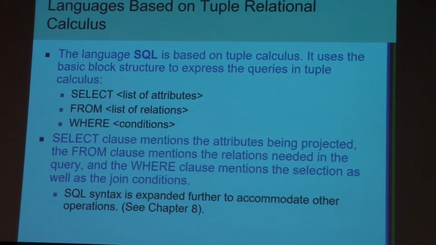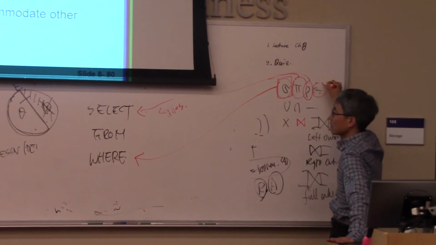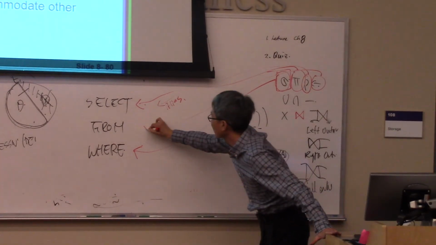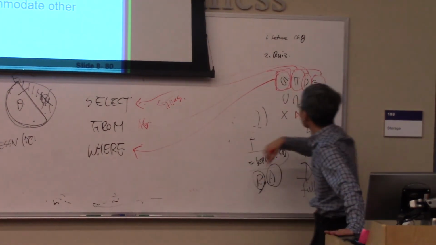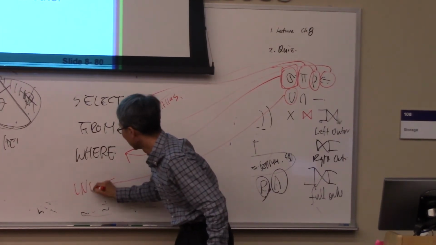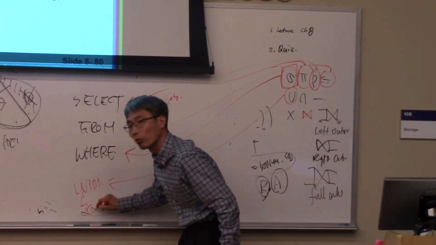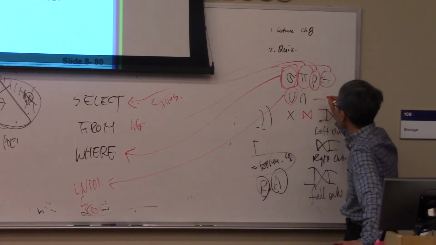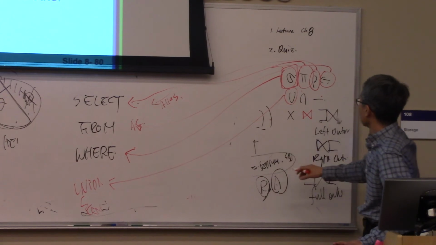Select condition goes to here, and this project goes to here. And rename goes to the alias here, the rename of the table as an alias. And union or another select from where. This one also, this one also.